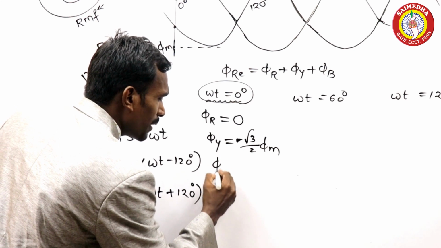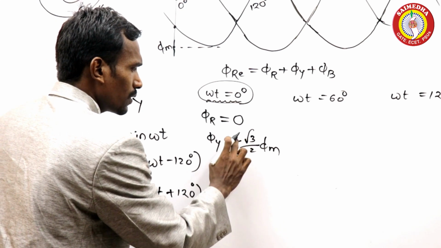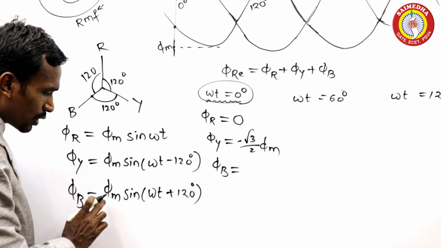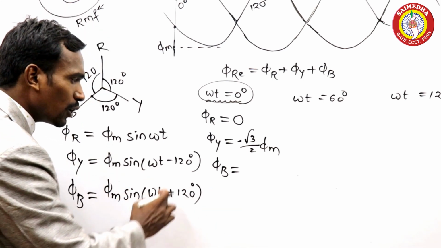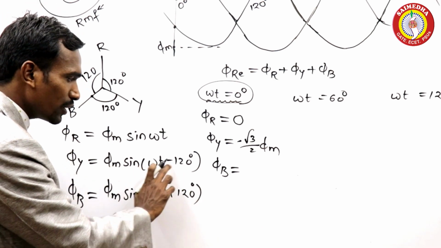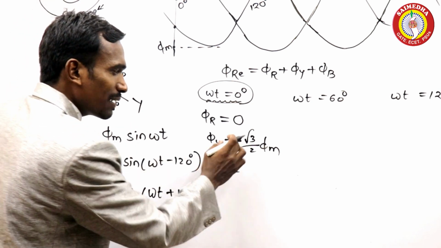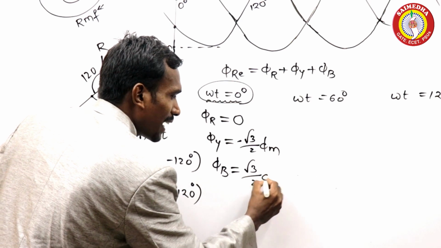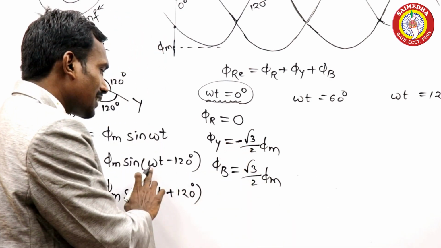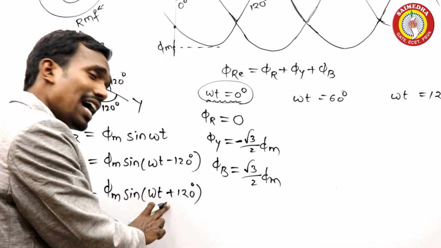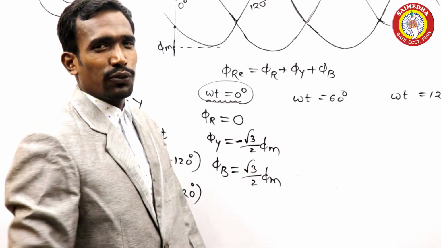What about phi b? Can you tell me phi b? Phi b is equal to phi m into sine omega t plus 120. Nothing but 0 plus 120. Here 0 minus 120, here 0 plus 120. Can you tell me what is the final answer? Just here minus is there, now we have just plus sign into root 3 by 2 phi m. Here we have a minus value because sine minus 120, but here we have sine plus 120. That's why minus root 3 by 2 phi m for phi y, plus root 3 by 2 phi m for phi b.